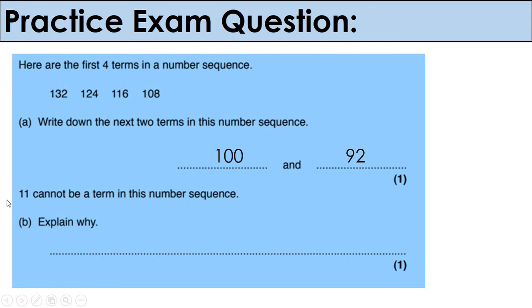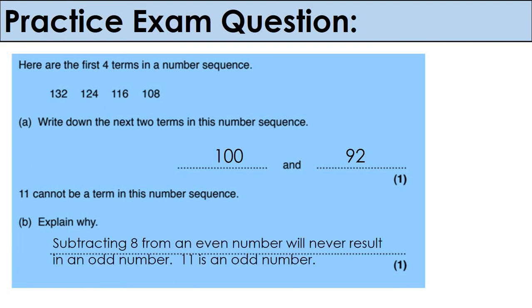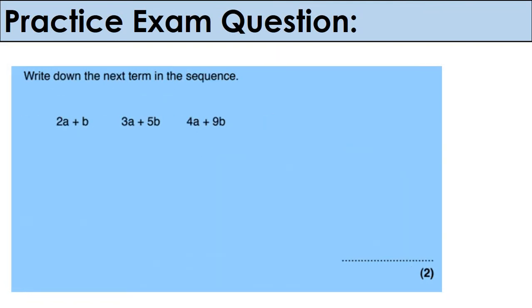Now, it says here 11 cannot be a term in this sequence. Explain why. Now, it's telling you it can't. So like I say to my groups all the time, don't say it can. You've been told it can't. What do you notice about all of the numbers in the sequence? Well, for starters, they're all even. And you're also taking away 8 each time. And an even number, subtract another even number, gets you an even number. So the answer is subtracting 8 from an even number will never result in an odd number. 11 is an odd number. And that's it.